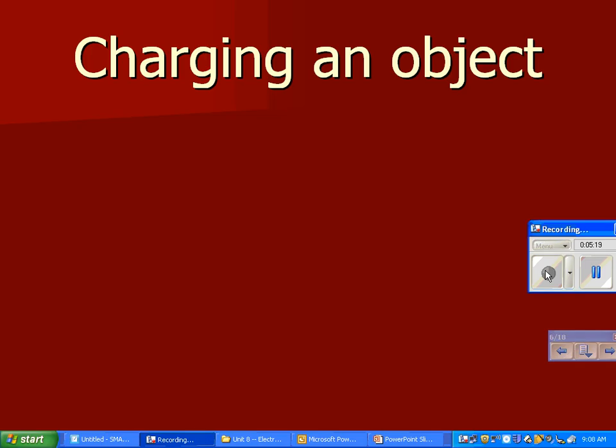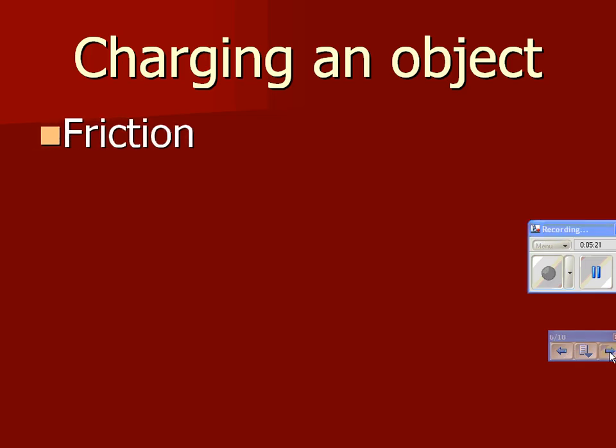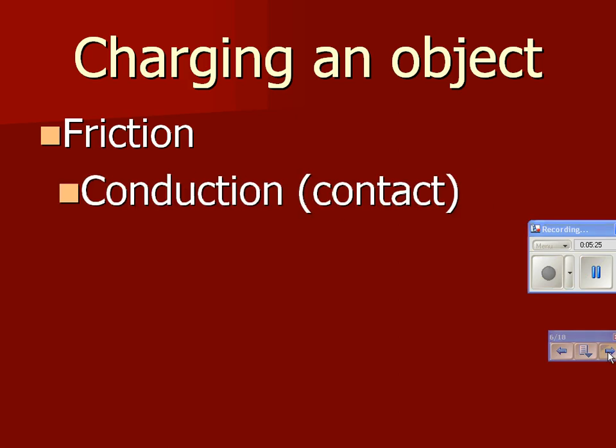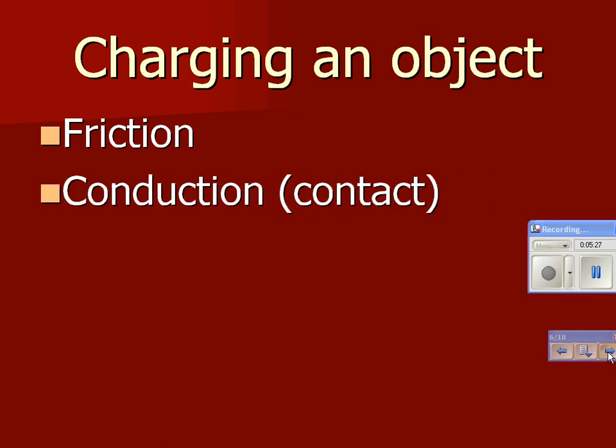Okay, so methods of charging something. There is friction. We talked about that. Rub, rub, rub, rub, rub. You can gain or lose electrons by doing that. Conduction is another method, and that requires contact. So when you charged up the rubber rod and touched it to the electroscope, you noticed that the electroscope became charged. That was called charging by conduction.